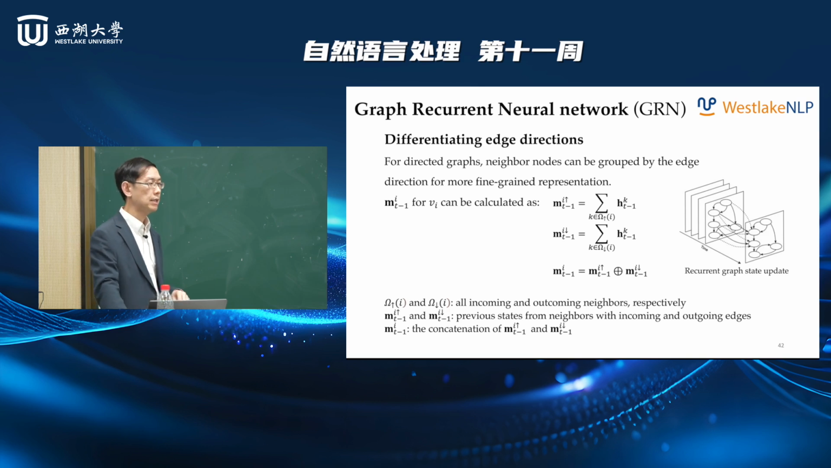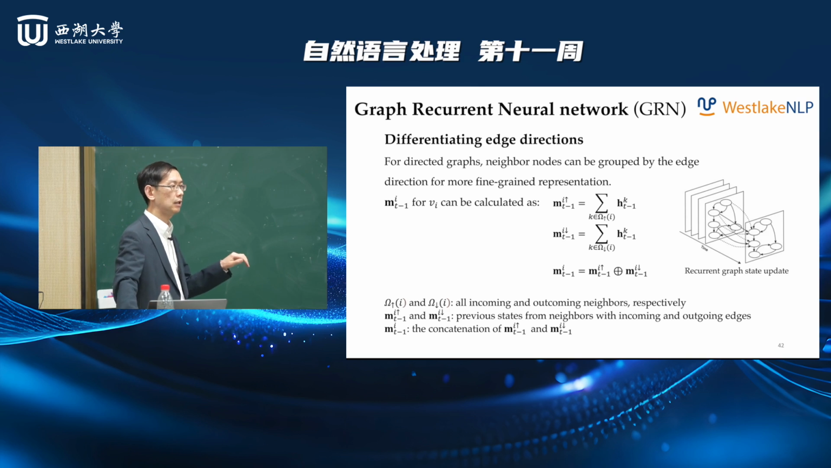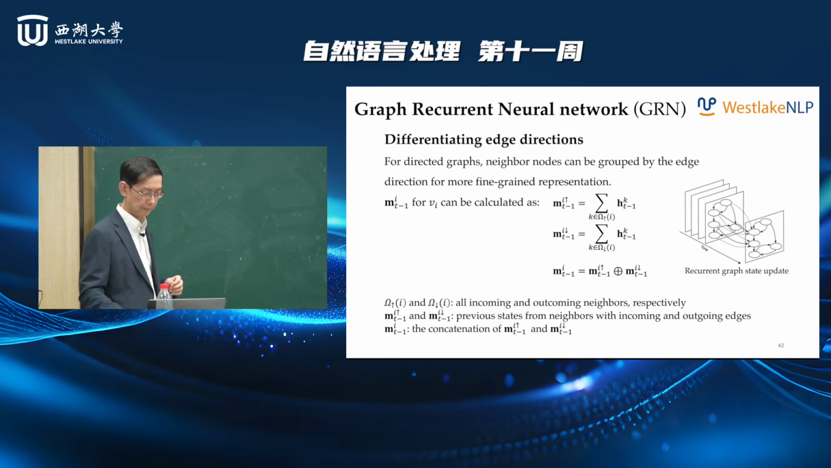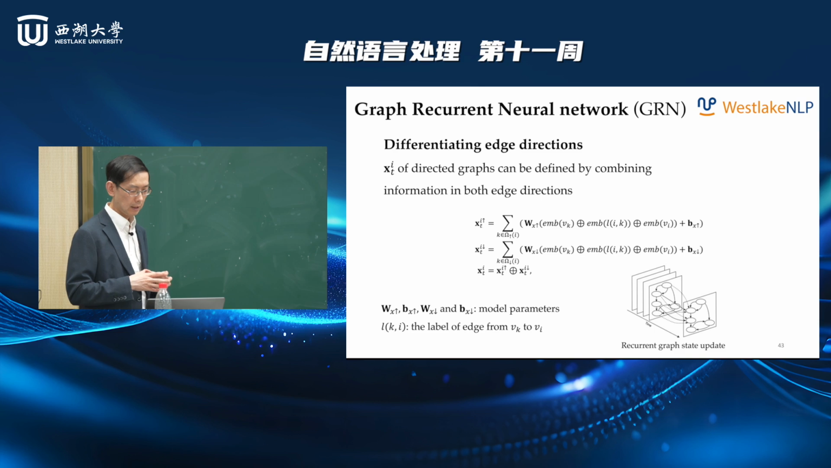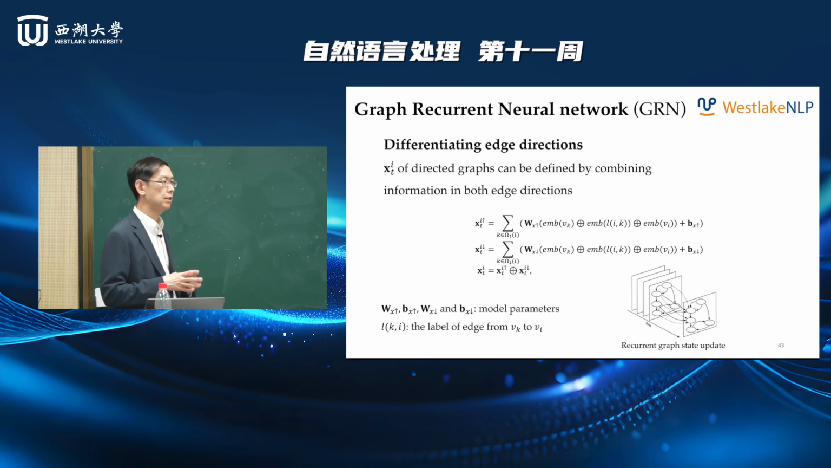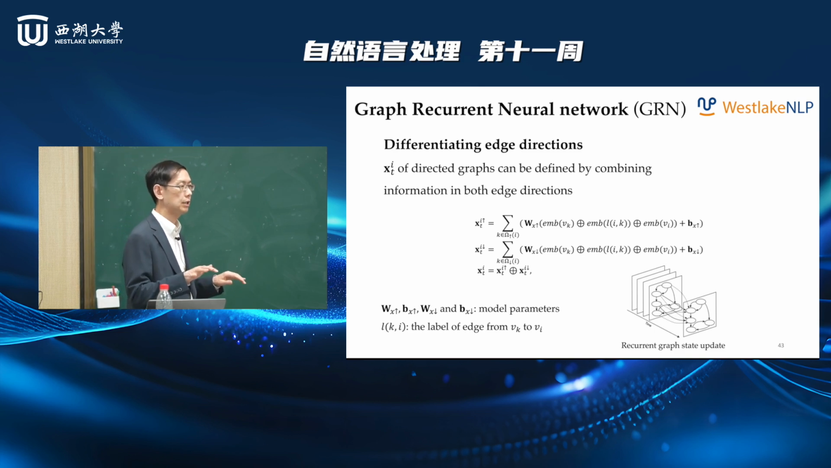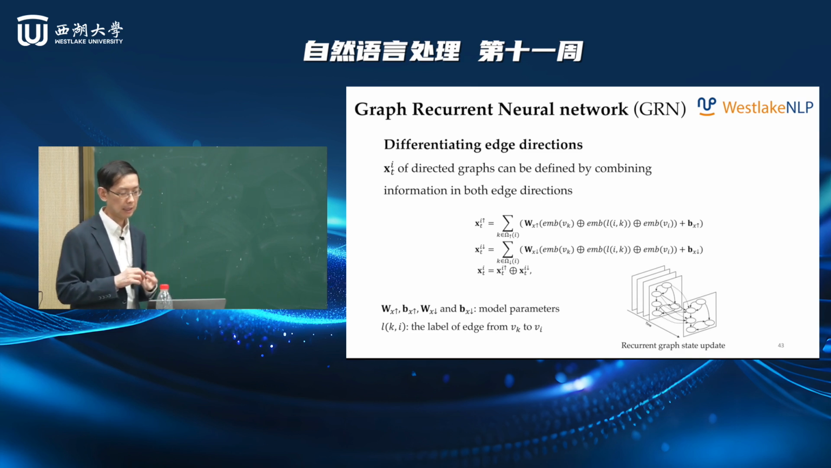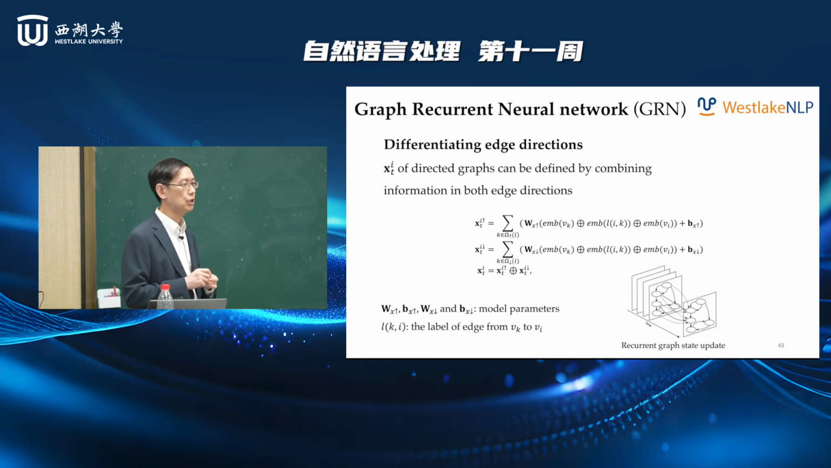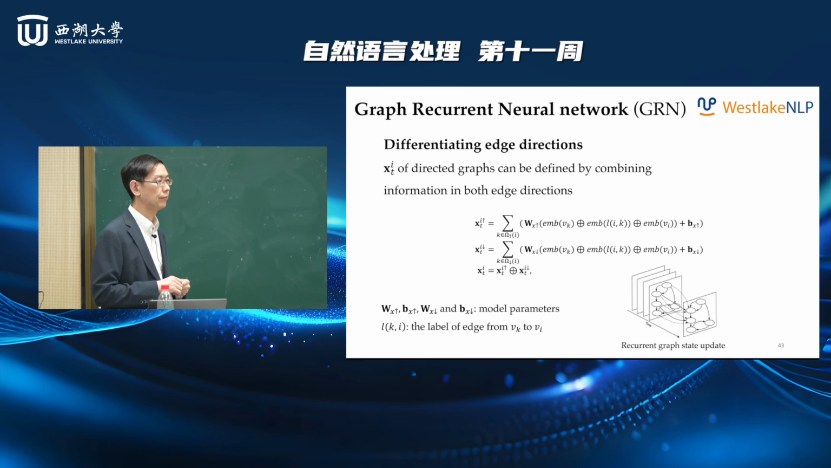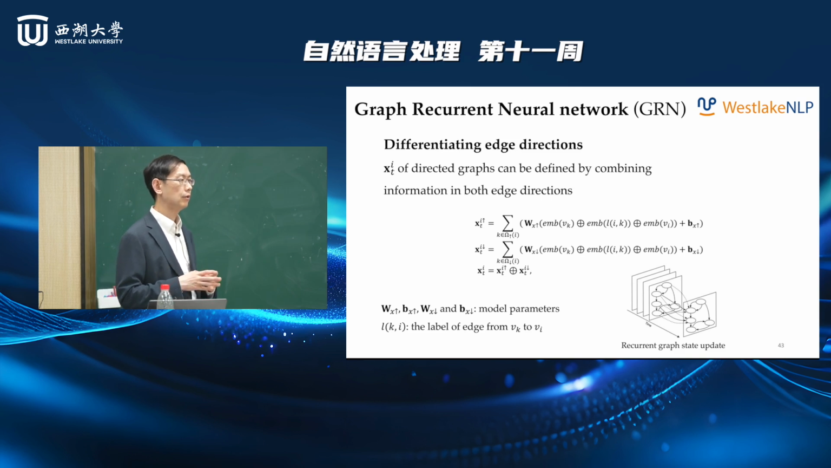So the M, the message I have, is the concatenation of incoming hidden and outgoing hidden. Similarly, I can collect input information from incoming edges and outgoing edges, and the input representation is the concatenation of them. That gives us a more advanced version of graph LSTM. That already works very well.